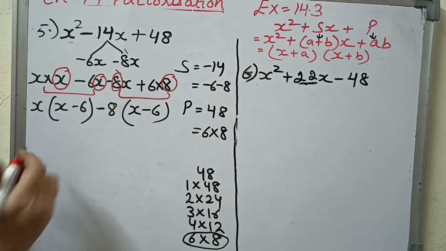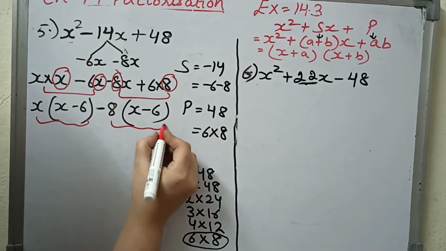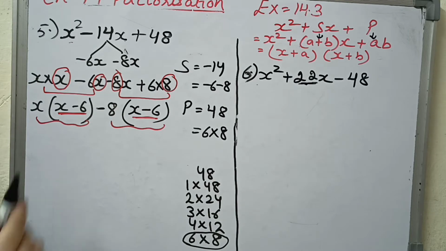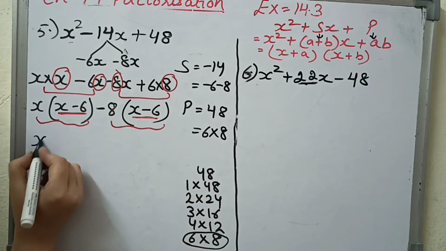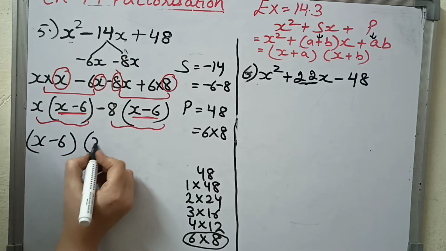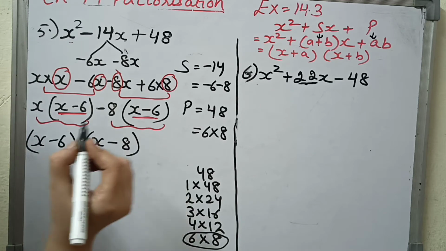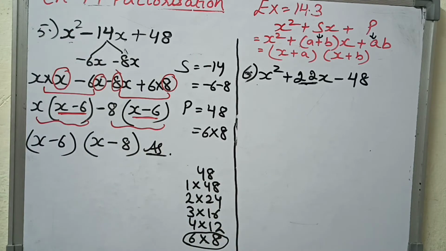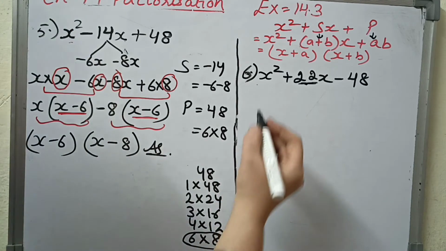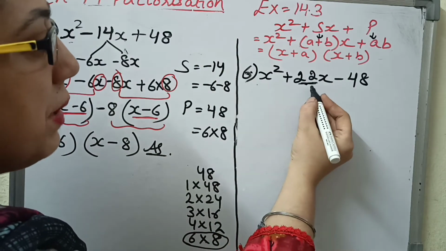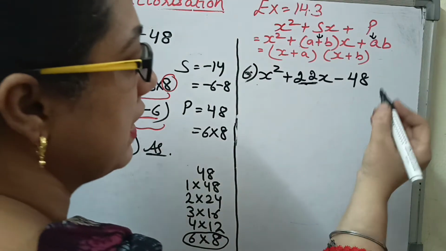Again in the first term and in the second term x minus 6 is same. So I will take it common. X minus 6 I write down outside and the terms which are left, that is x minus 8, right? This is the factor form of the fifth sum. Now come to the sum number 6. Here the statement is x square plus 22x minus 48.